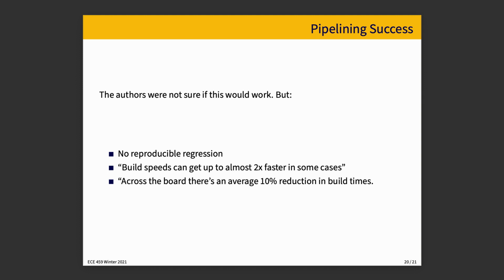Number two, build speeds can get up to 2 times faster in some cases, obviously depending on how many libraries that you depend on. And across the board, there appeared to be an average 10% reduction in build times. The standard deviation seems to confirm that either you would get a significant reduction or a very little one. Again, depending on what libraries you use and how much interdependency there is between them and how many of them there are total. But no significant regressions.